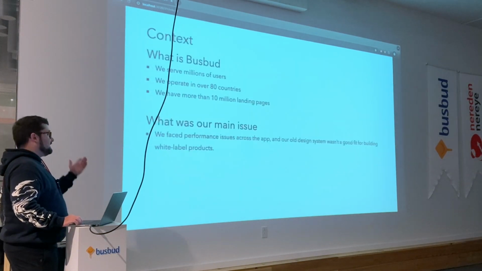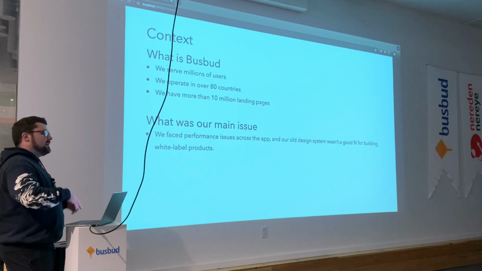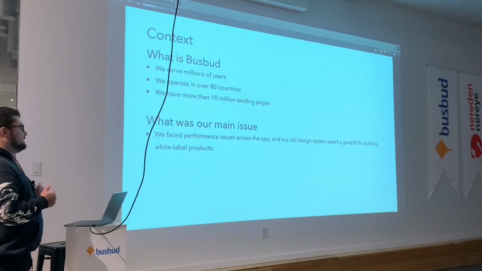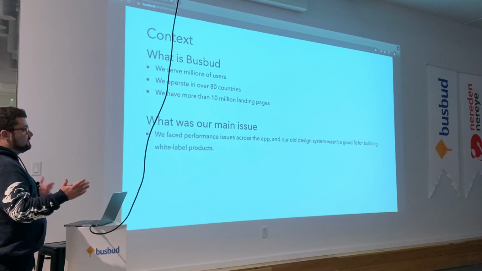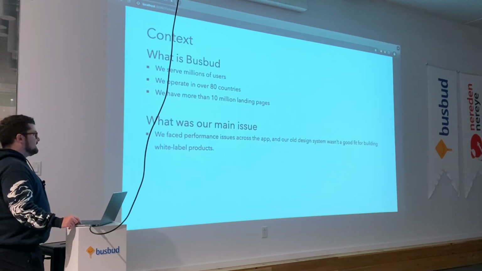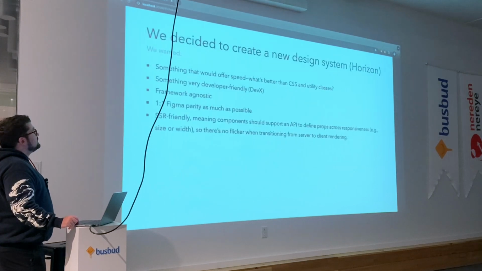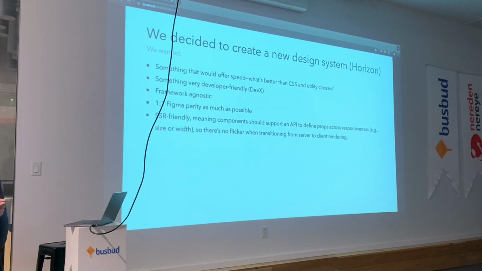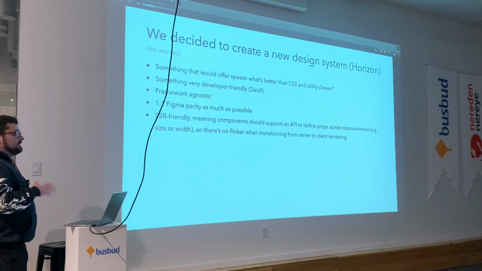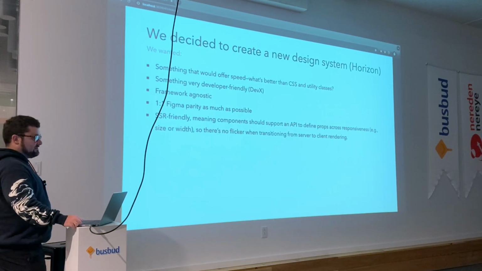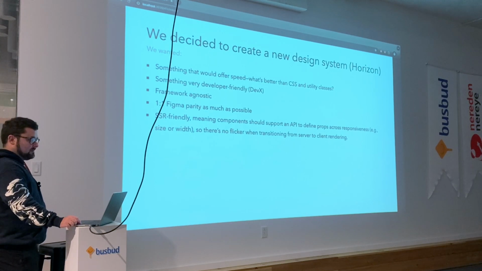And I forgot also, we acquired a lot of companies in the last years, and we do white labeling. For white labeling, we need something that is super modular, and Material UI was really bad for that. So that's why we created a new design system, because the old one was based on Material UI and it was super hard to make it evolve. So we just said, okay, remove everything and build from scratch.